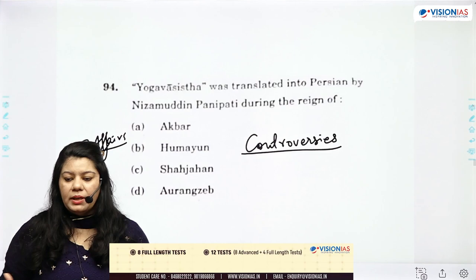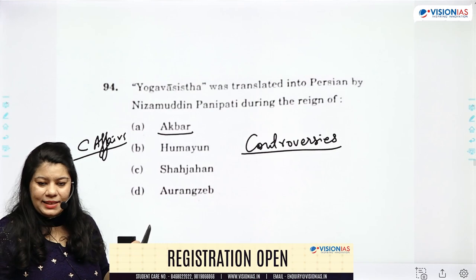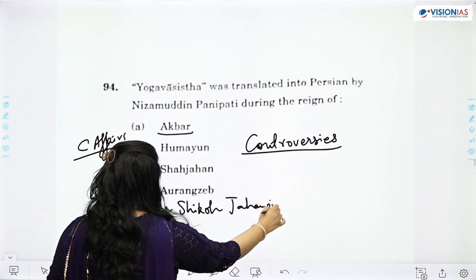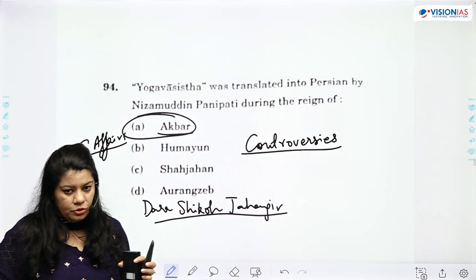Now, Yoga Vashisht was a book translated into Persian by Nizamuddin Panipati during the reign of Akbar. There have been Persian translations of this book even during the reign of Dara Shikoh and Jahangir, but during the reign of Akbar, this scholar Nizamuddin Panipati translated this book into Persian, right? So Akbar is the right answer.